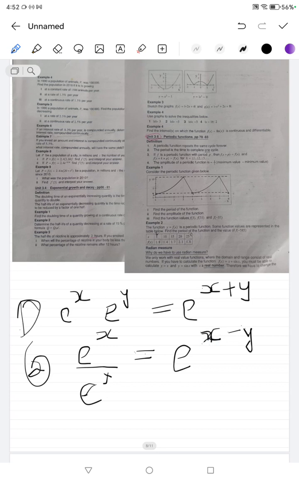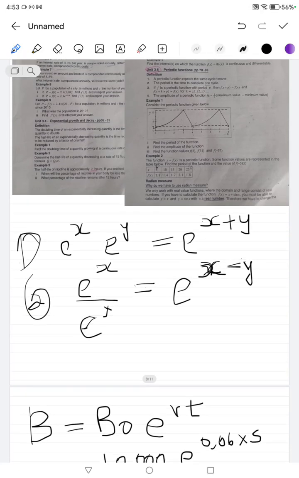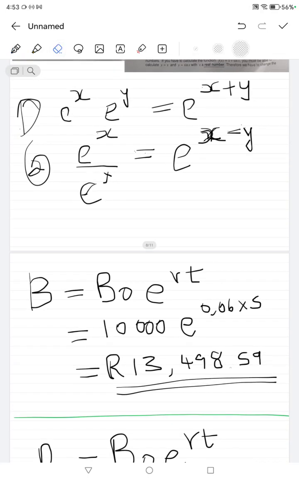This thing has started again now. Let me change the stylus. Okay, x minus y, I want to say. Let me erase this one this side.